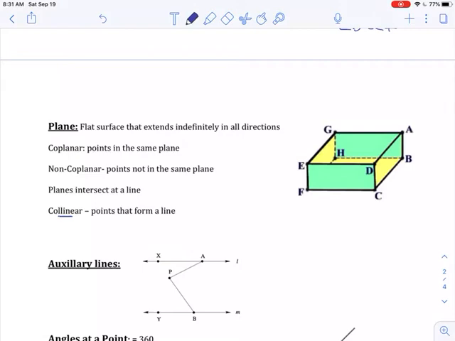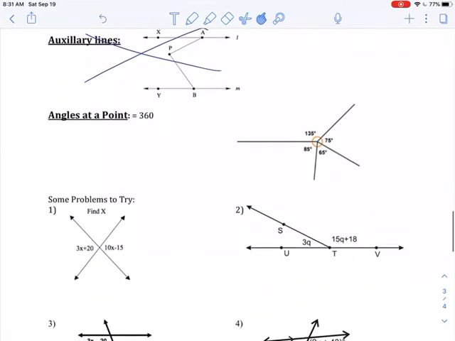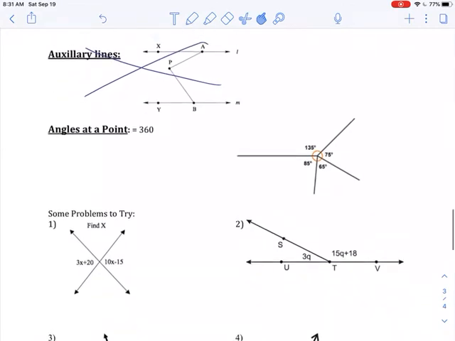Planes intersect in a line. So if I have this box right here, like the top of the box and the front side of the box, they intersect right here at that line. You don't need to worry about auxiliary lines. That's something that we've done in the past, but I'm not doing right now. And angles at a point we also don't need to worry about.